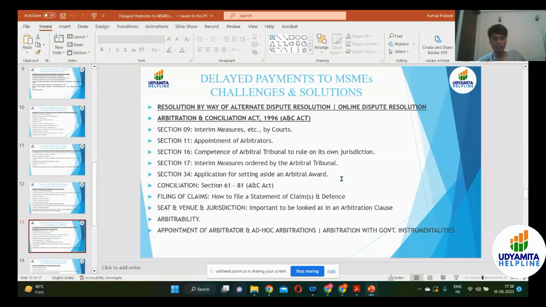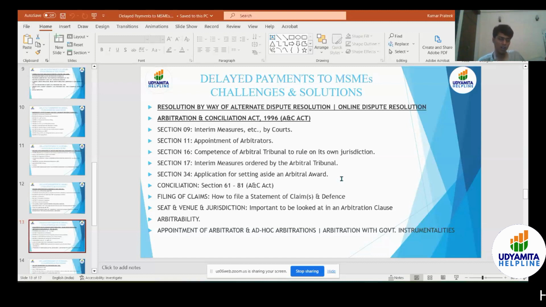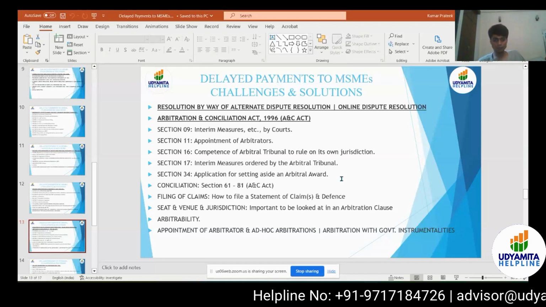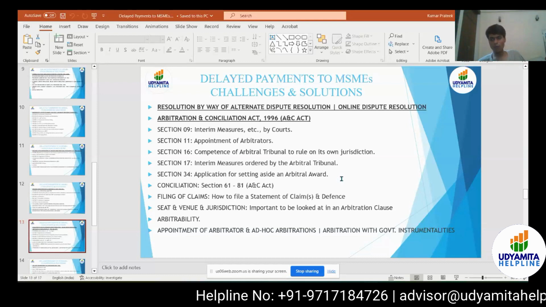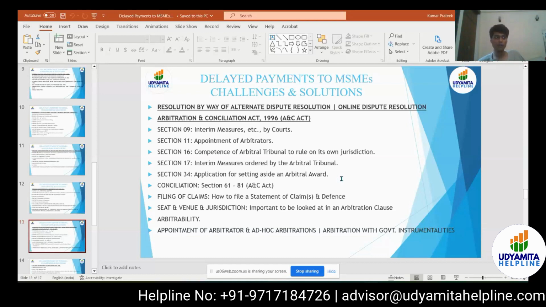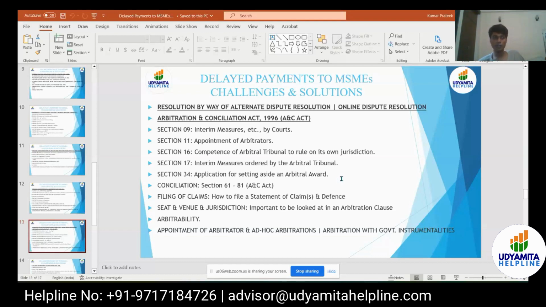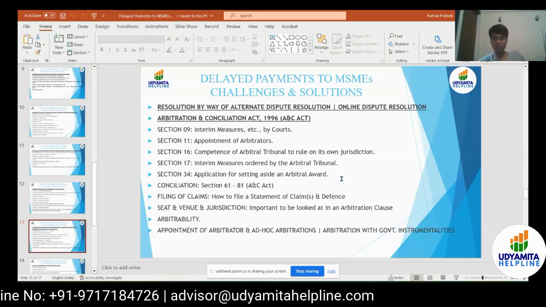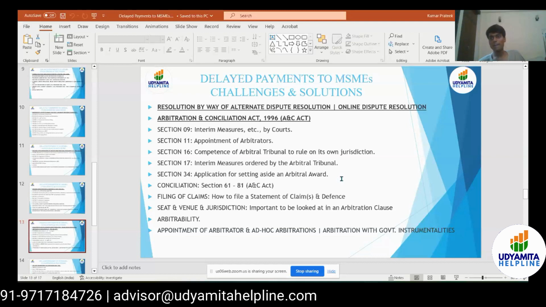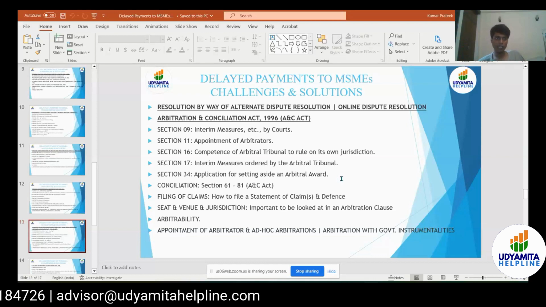The seat, venue, and jurisdiction are important whenever you're drafting an arbitration clause in any arbitration agreement. You have to take care of the seat where the arbitration proceeding is to be held, the venue, and which territory would have the jurisdiction, which courts would have the first exclusive jurisdiction to deal with the arbitration, to deal with the suits arising from the arbitration, or the claims or disputes arising from the arbitration proceedings, right?